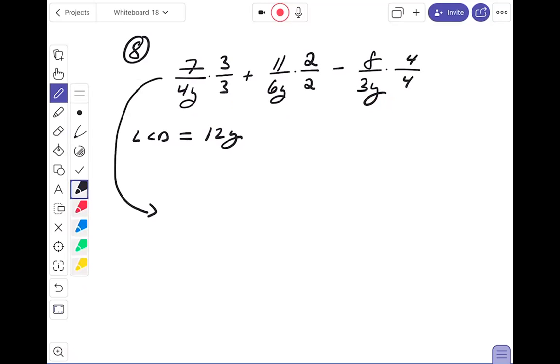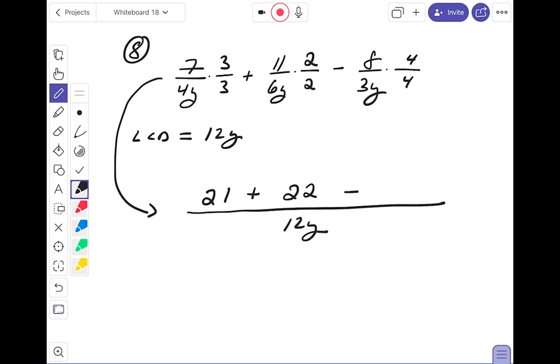Let me go over here. What do I notice? Every single denominator is now 12y. Let's just do the numerator arithmetic. 21 plus, because 3 times 7 is 21, 22, because 2 times 11 is 22, minus, well, 8 times 4 is 32, right? Again, I got to keep doing arithmetic over here.